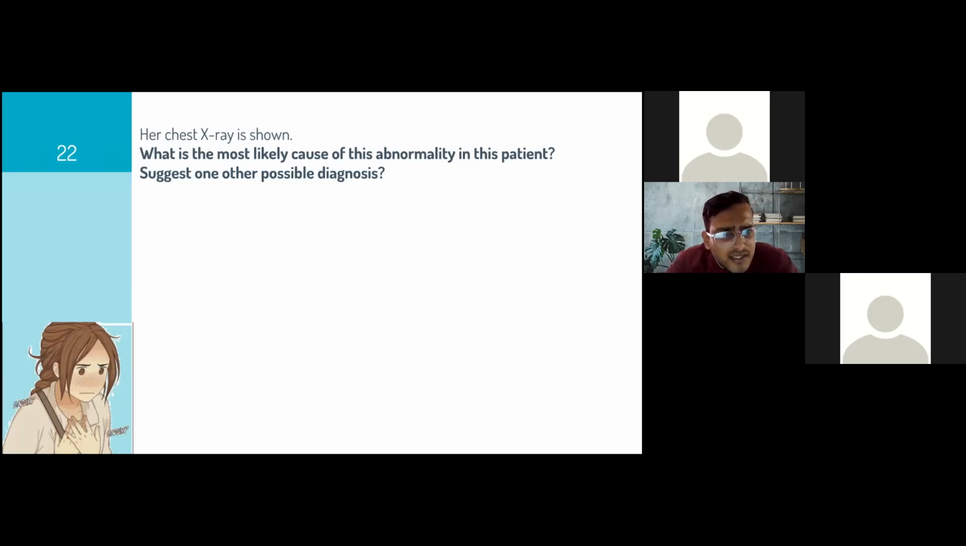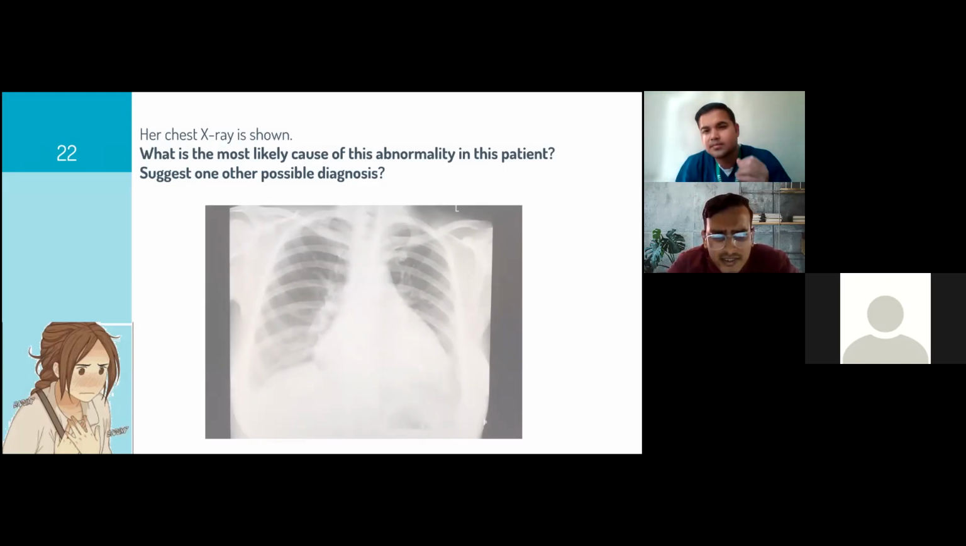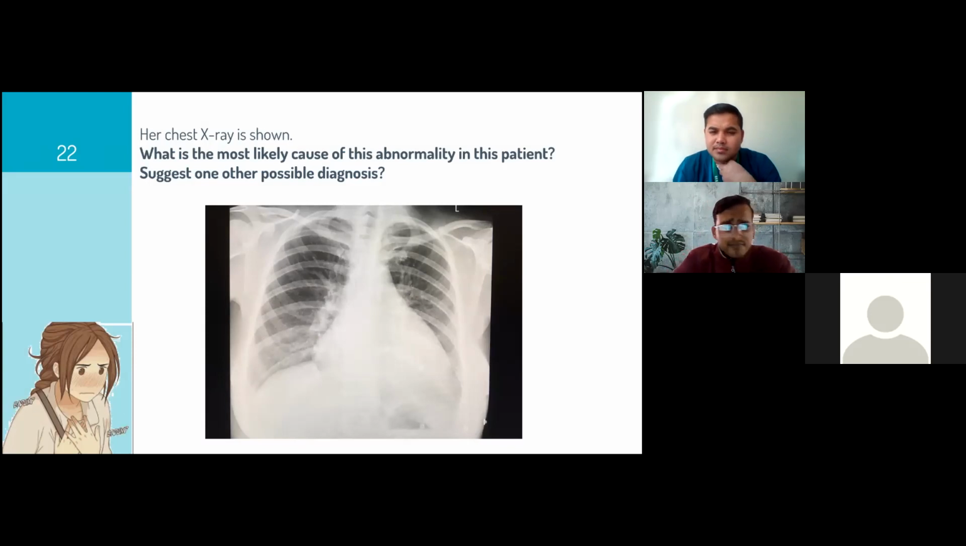So this is the case. We have her chest X-ray. What do you think is the most likely cause for this abnormality that you see in the chest X-ray? Well, first of all, what do you see? Is it an AP view or a PA view? PA view. Cardiomegaly? Cardiomegaly, yeah. Cardiomegaly can be seen.